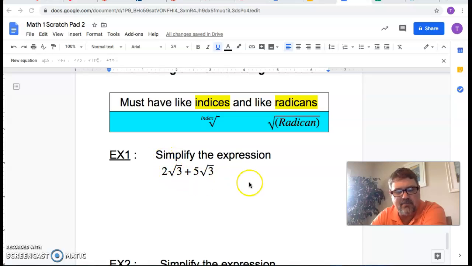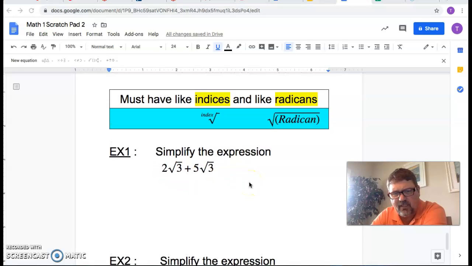All right, so this says simplify the expression, and this is really, really simple. Let's see, does it meet the criteria? We have the same indices, yes, they are the same. Now, what about the radicands? Yes, we have a root 3 and a root 3. So this can be summed up.